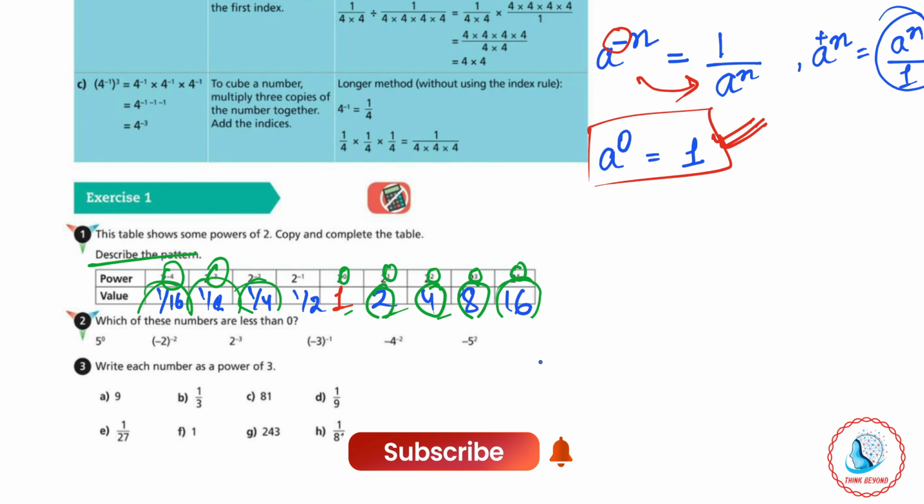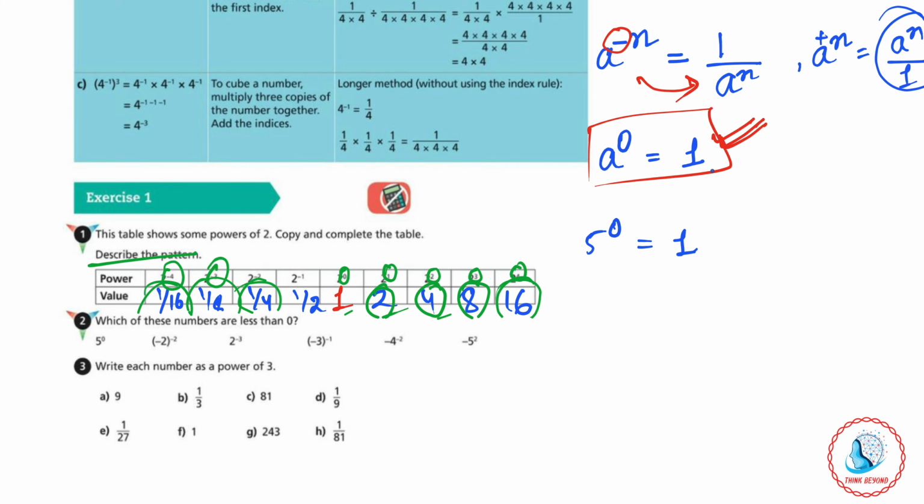Okay, now question number 2 comes. Which of these numbers are less than 0? See, for 5 raised to power 0, any number raised to power 0 will give you 1. This formula is applied. Now it has negative 2 raised to power minus 2. You have to solve it.